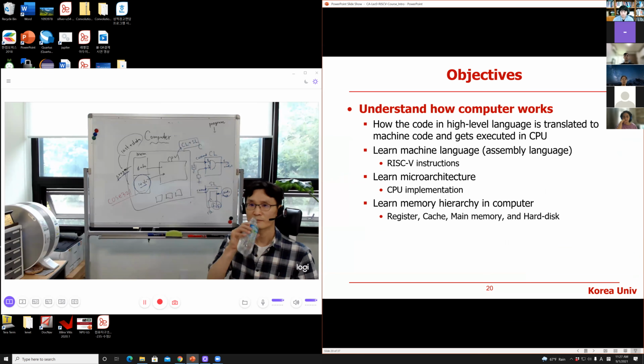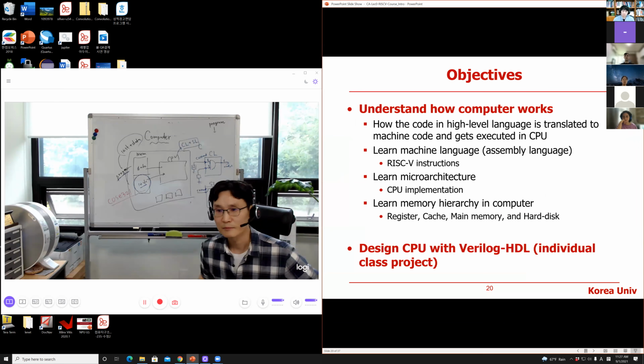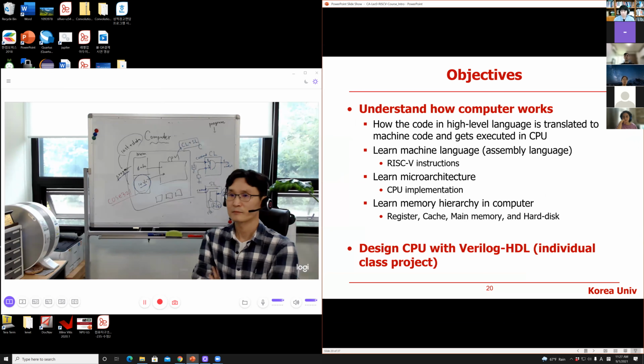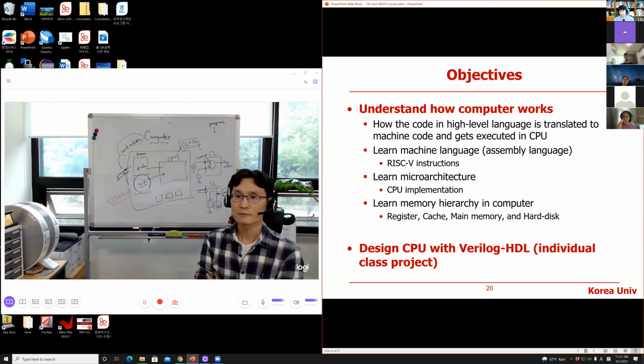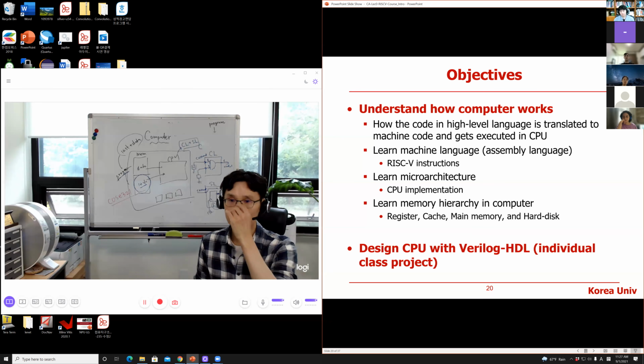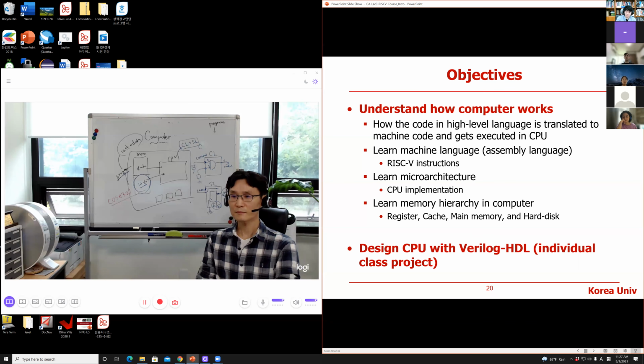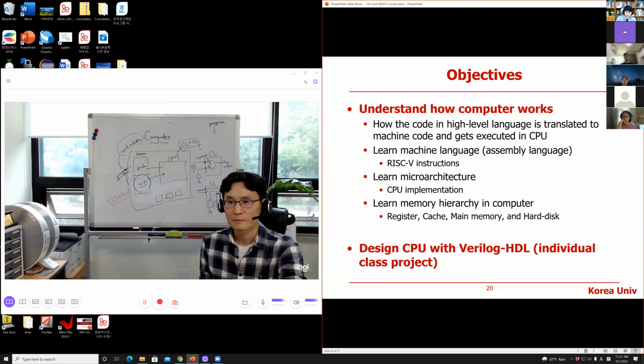The objective of this course is to understand how a computer works. First, how code in a high-level language is translated to machine code and gets executed in the CPU. Second, learn machine language, assembly language, such as RISC-V instructions. Third, learn microarchitecture, CPU implementation. Fourth, learn memory hierarchy in the computer: register, cache, main memory, and hard disk. And the second objective is to design a CPU with Verilog HDL as an individual class project.